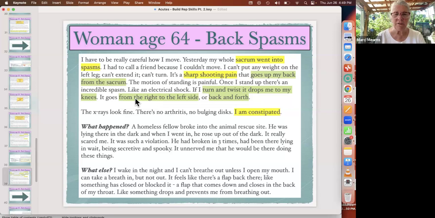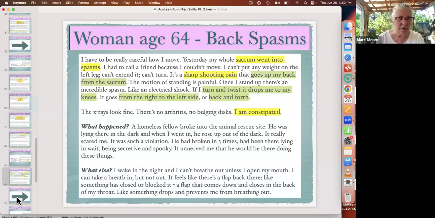And then finally, we have something that goes from the right to the left side of the back and forth. It's true that she mentioned at one point it was her left leg, but as I went through all the notes, I had to kind of trim this down. Sometimes she has it on the right, sometimes she has it on the left, or it'll go from the right, then to the left, or it'll alternate sides.